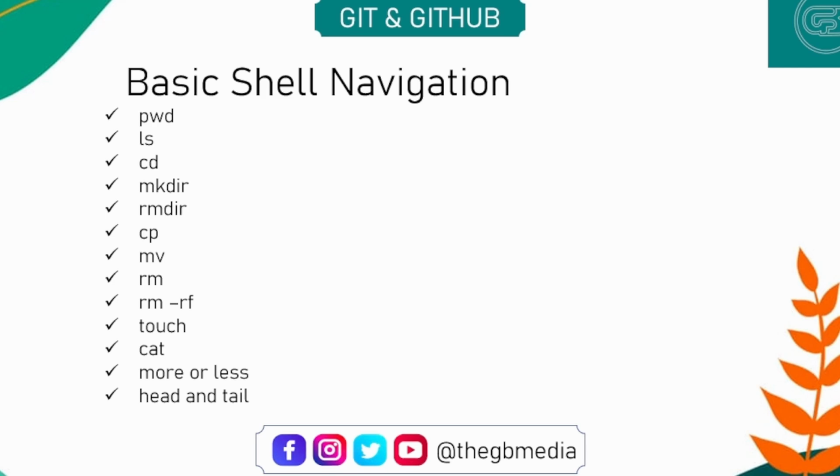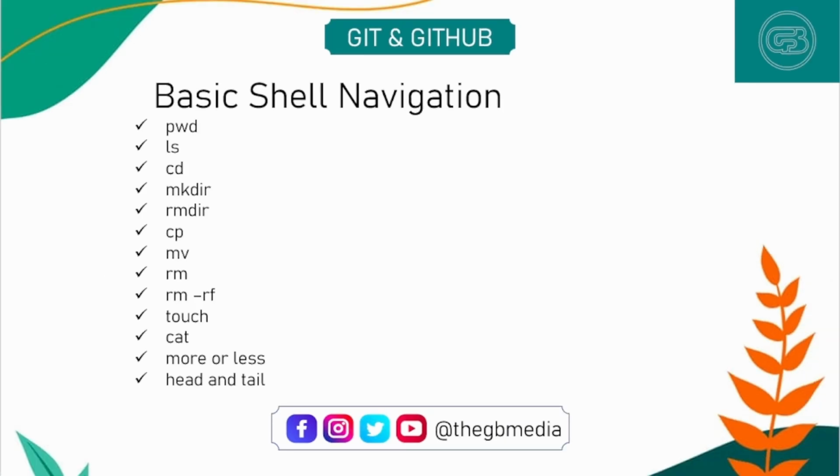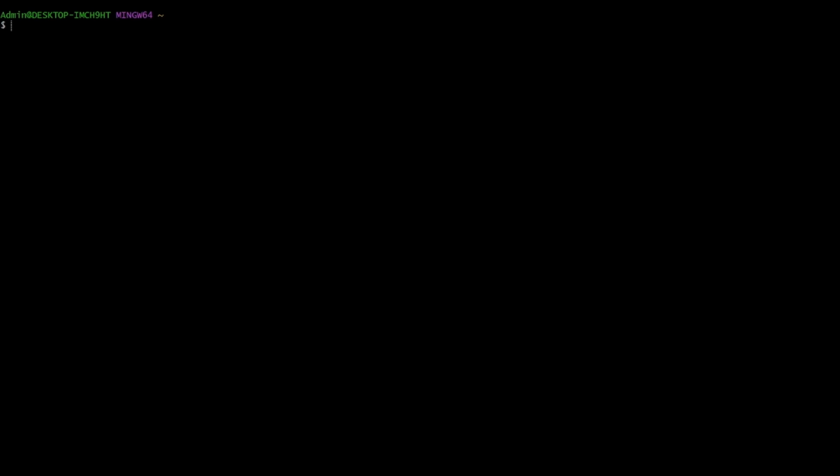So let's learn some of the basic shell commands. The first on my list is pwd. So let's go back to Git Bash. If you look at this, it's very small. If I want to make it big, you just use Control and plus. That will be used to zoom in, and Control and minus will be used to zoom out. So let me make it big. I think it's okay like this.